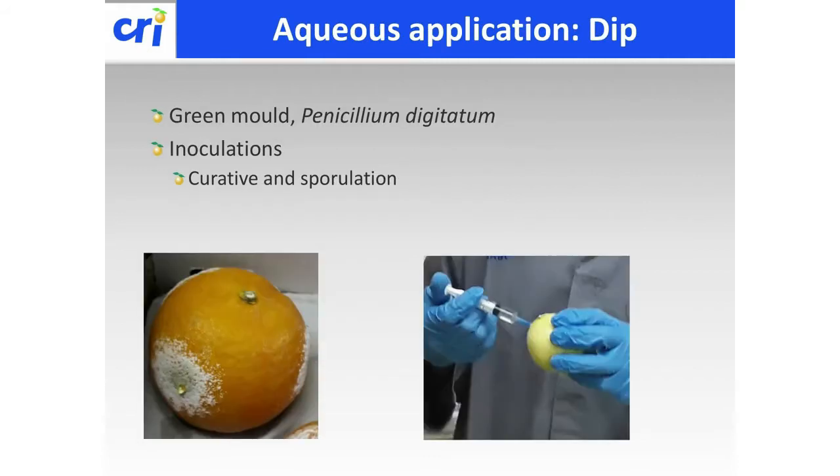Okay, so we used a Penicillium digitatum culture for this study as the inoculum at a spore concentration of 10 to the 6 spores per mL. For curative ability, we wounded the fruit using a wounding tool where we dip the tool in the suspension and make 4 equidistant wounds per fruit on the sides. And then for sporulation inhibition, inoculation was done by injecting 0.2 mL of the inoculum into the deep tissue of the fruit.